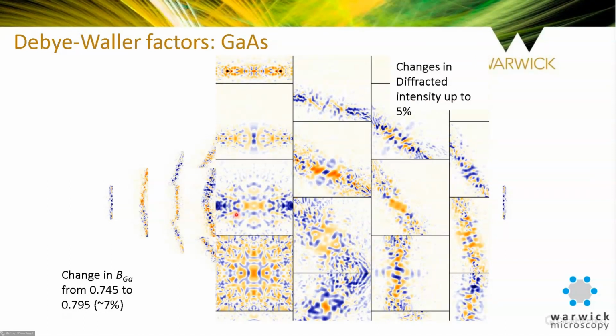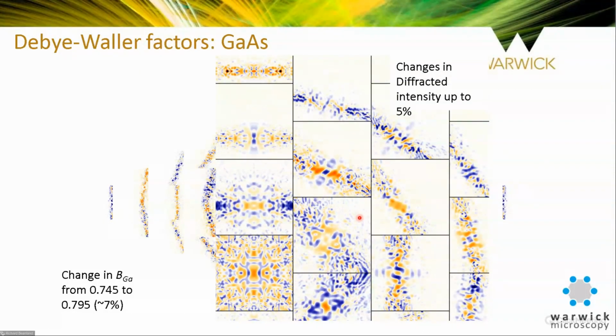Here are the changes in your direct beam and your 002, 004, etc. If you change the gallium Debye-Waller factor by 7%, you get changes in diffracted intensity up to 5%. And again, you get this very complicated pattern of some bits getting brighter and other bits getting darker. This is again a difference.